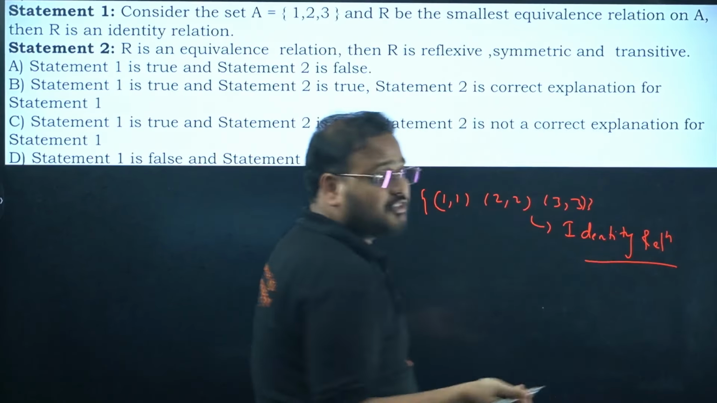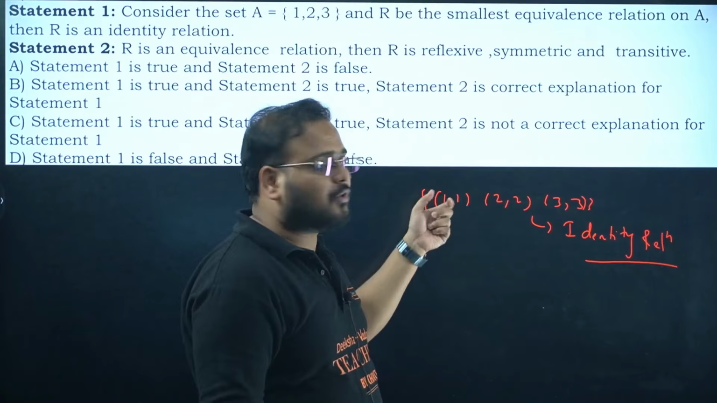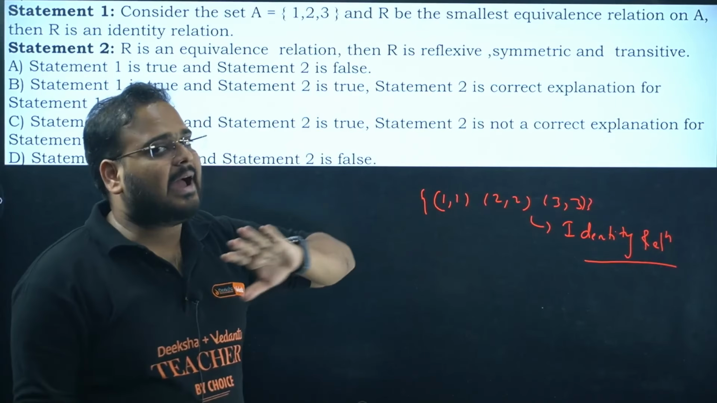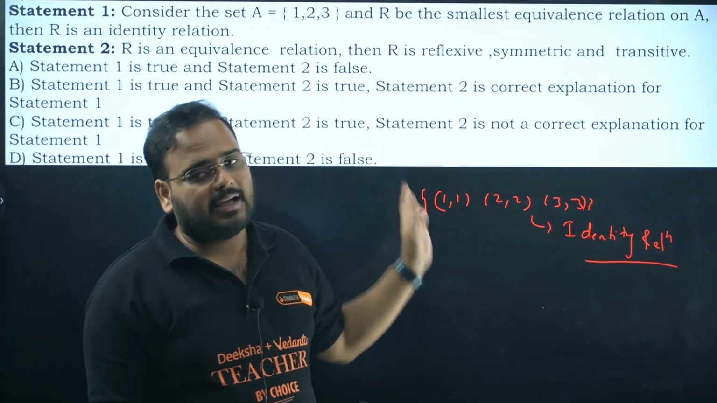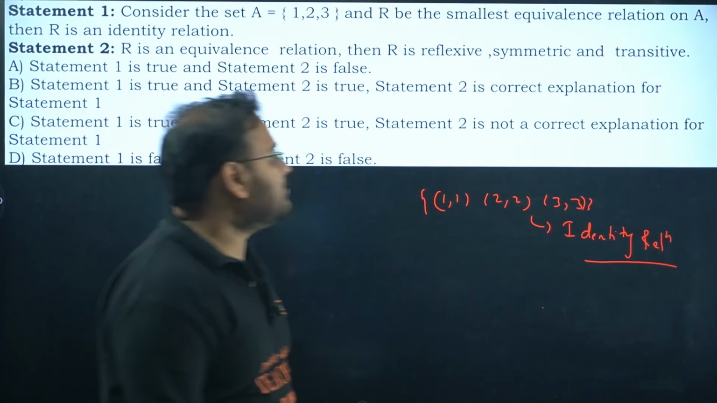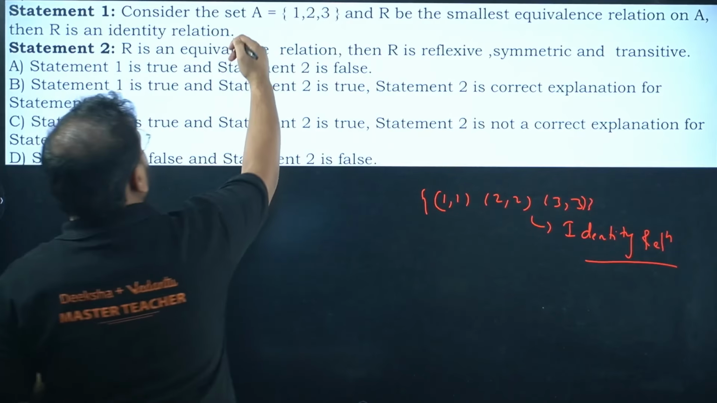If you recall the definition of identity relation, it goes like this: for every element A, (A, A) should be present and nothing else should be there. You have (A, A) for all the elements in the set and there is nothing extra over there. It becomes an identity relation. So this is true. Statement number 1 is true.